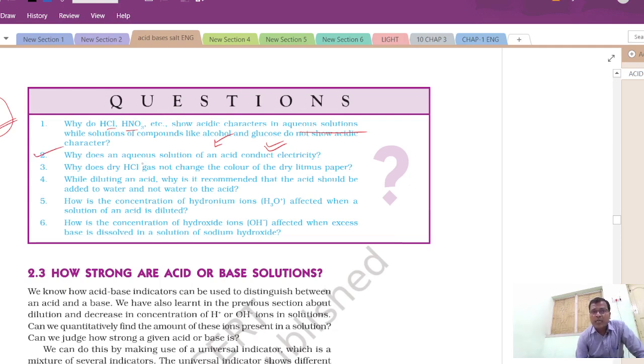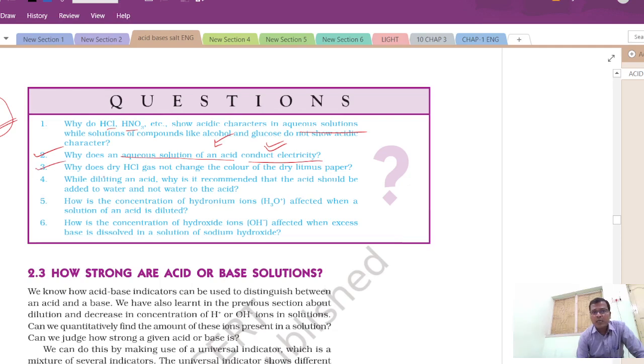Next question, why does an aqueous solution of an acid conduct electricity? As I have told you, for conducting electricity, ions are important. So an aqueous solution of acid conducts electricity because in aqueous solution the acid breaks up into ions, and the ions are responsible for the conduction of electricity.